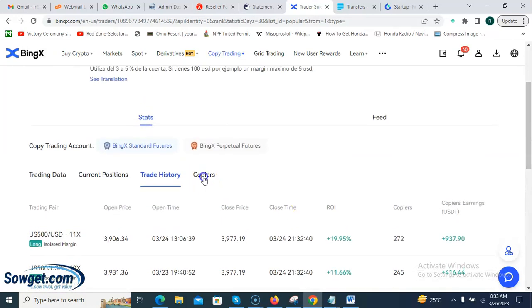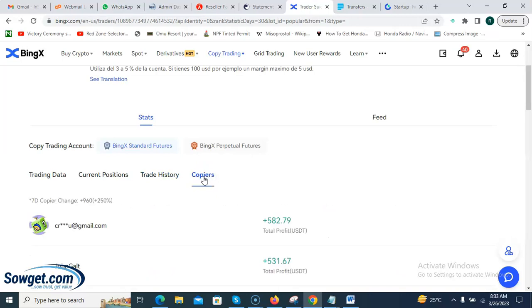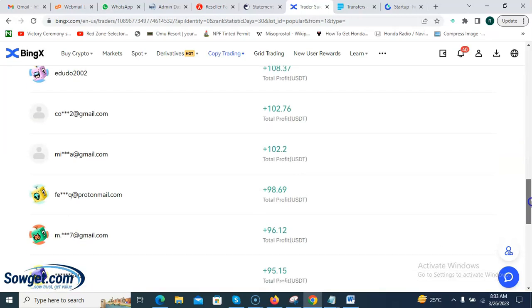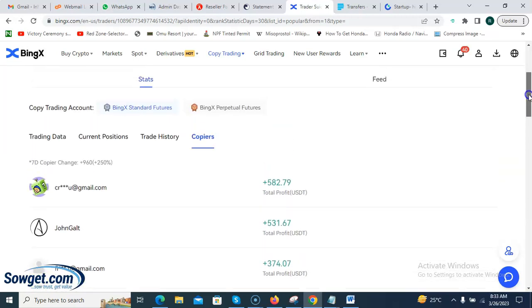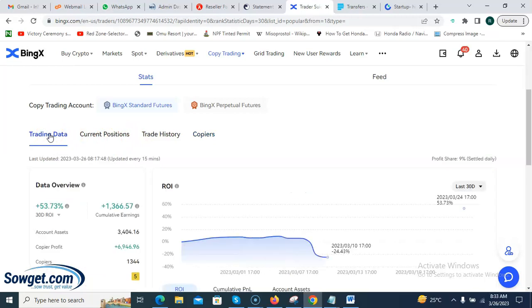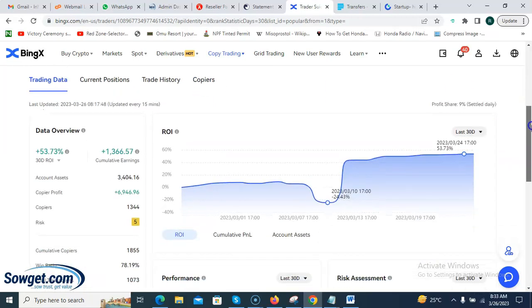Okay, the next field is the copiers. All right, so this copiers field is just the number of traders who are copying this trader. You can see these are the various traders who are copying this particular trader. So let me return back to this trading data side for us to get more information about this trader.